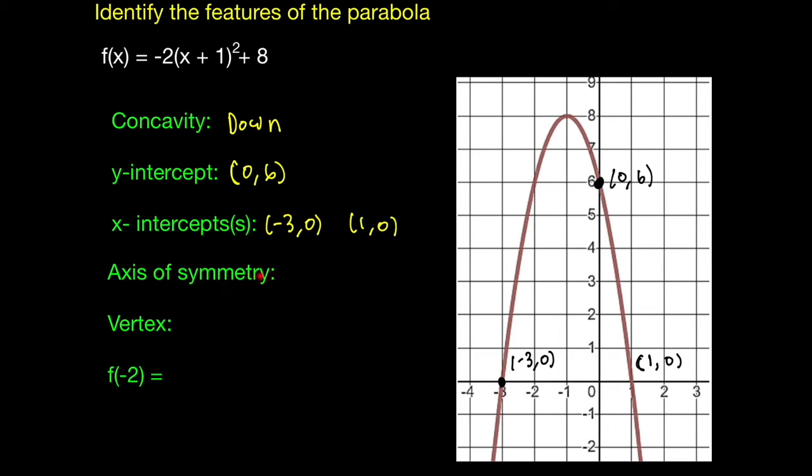Moving on to the axis of symmetry, that's the line that cuts the parabola equally in half. Here, I can create the axis of symmetry. Since my vertex is here at the maximum of the parabola, and this line cuts through -1, here we have the line x equals -1. That's going to be the axis of symmetry.